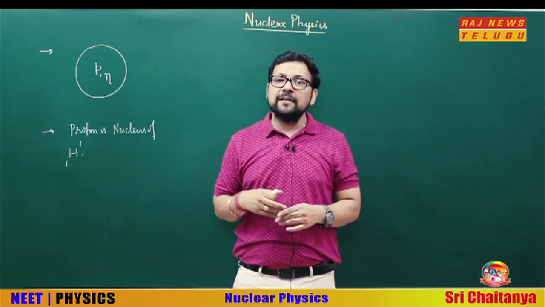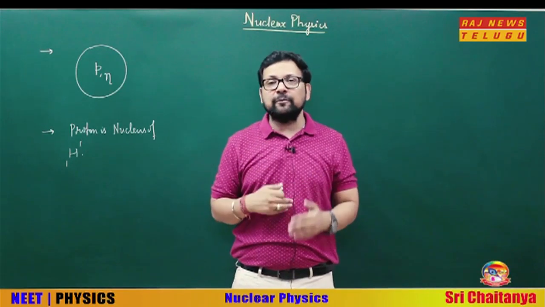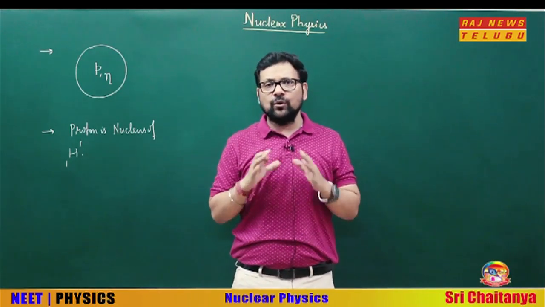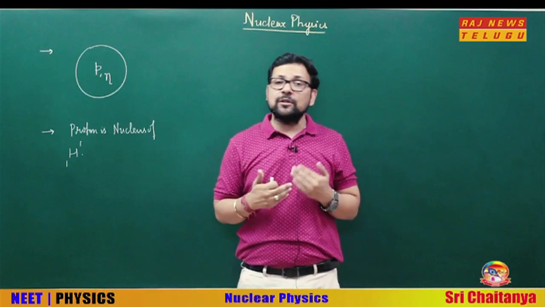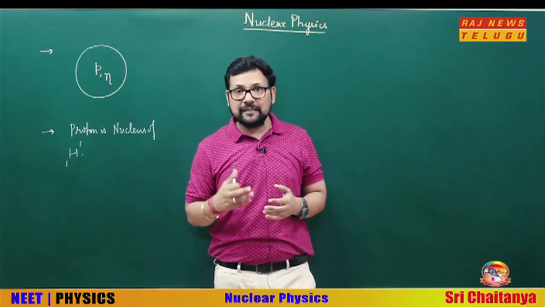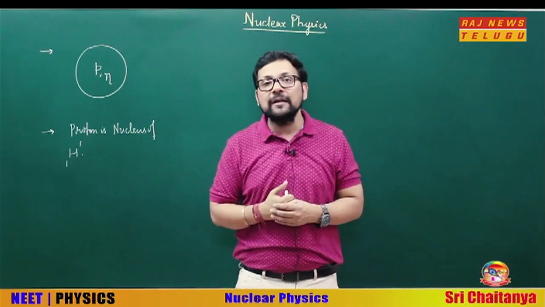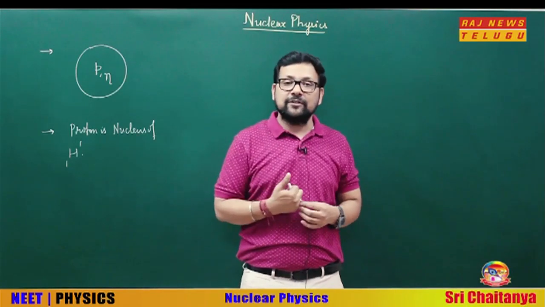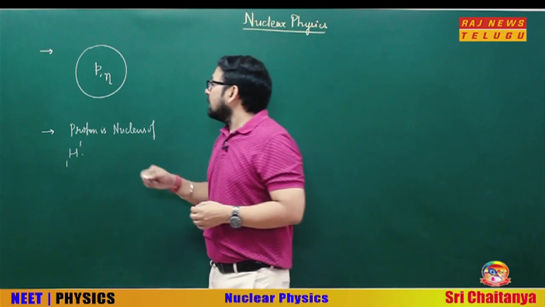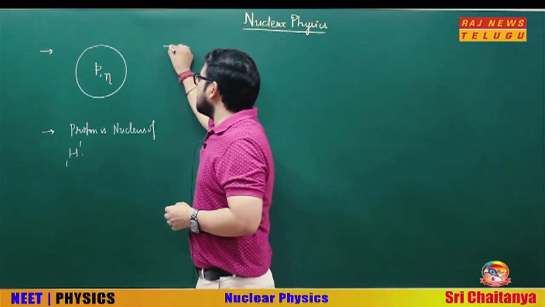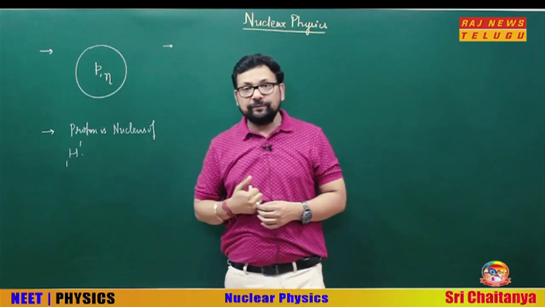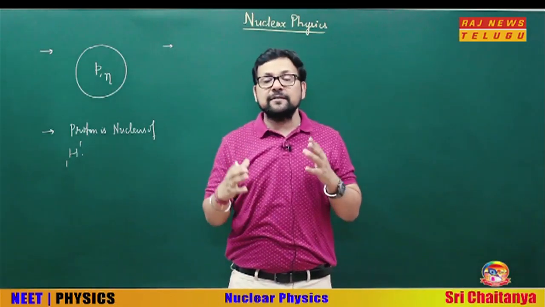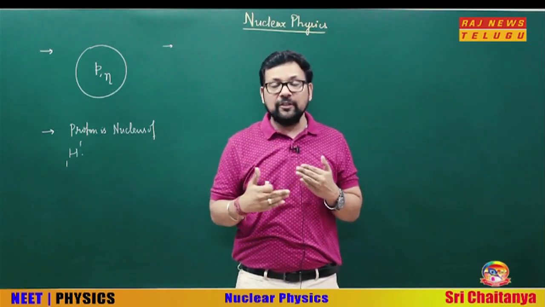Then we discussed the atomic mass. What is atomic mass? What is atomic number? That you know now. In general, we also discussed that atomic masses are an integral multiple of the mass of the lightest hydrogen atom. Then the next point: after the discussion of composition, we discussed the radius of the nucleus, the nuclear radius.